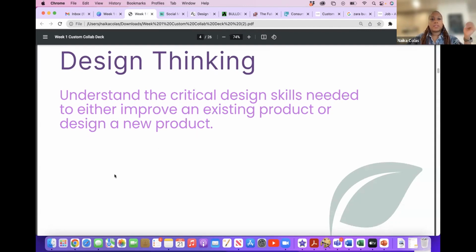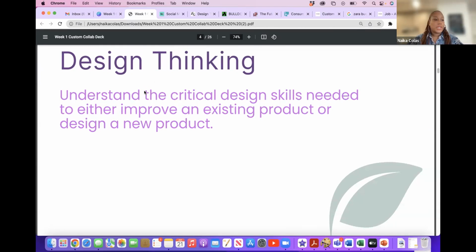And so design thinking is understanding the critical design skills needed to either improve an existing product or service, or design a new one. Design thinking is all about agile, where you're asking questions and asking yourselves why. Why does this design work? Why does this fabric work? Why is this better than my competitor? What do my consumers need? What do they need to hear and understand? And so in today's world, a lot of designers are using design thinking because they want to include empathy in the way that they're designing products and services.